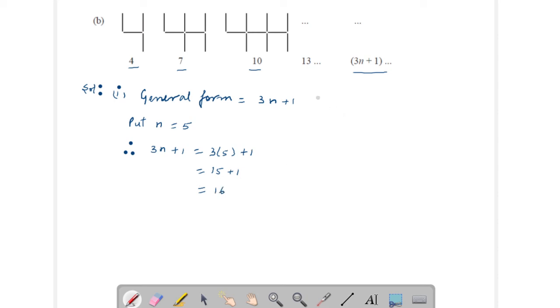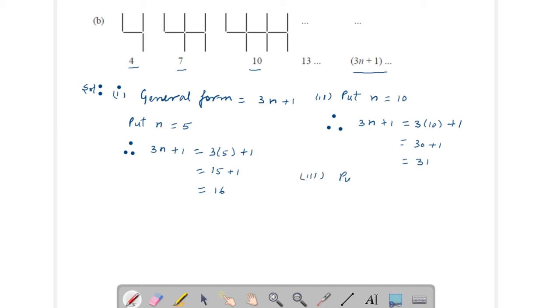Now come to the second part. Put n is equal to 10. Therefore, 3n plus 1 equal to, here replace n by 10. You can write 3 in the bracket 10 plus 1. Open the bracket, 3 into 10, 30, plus 1. You will get 31. This is your answer.